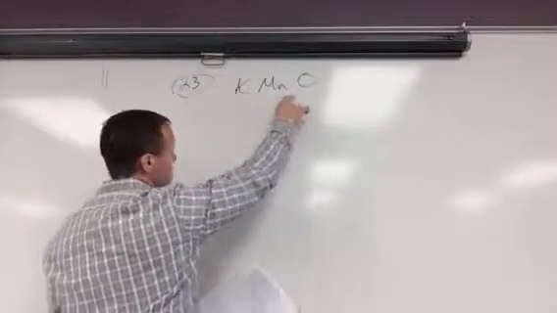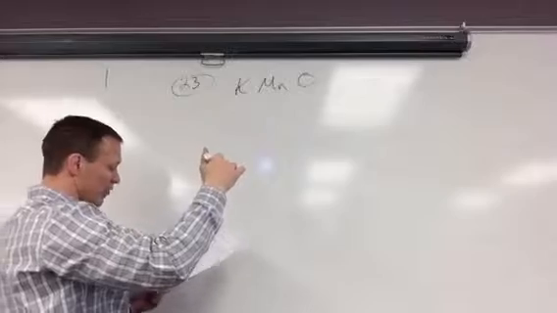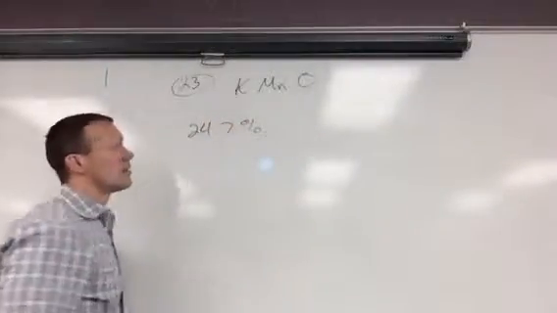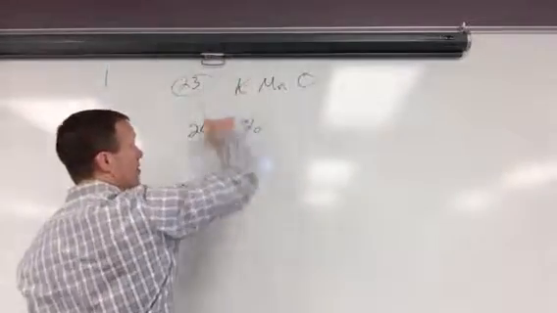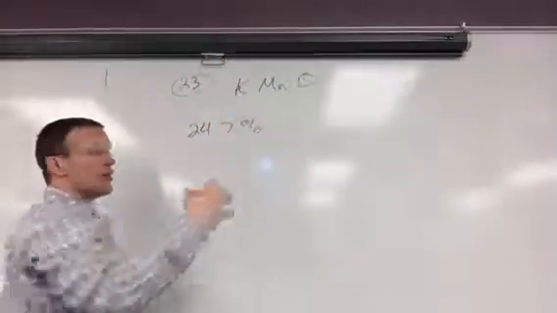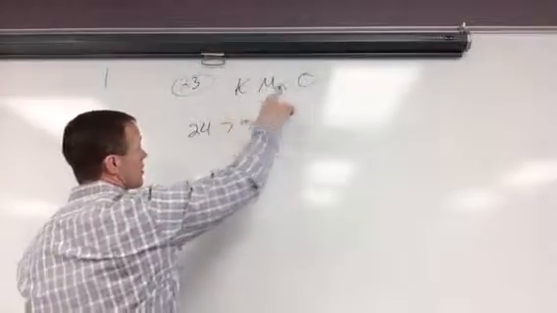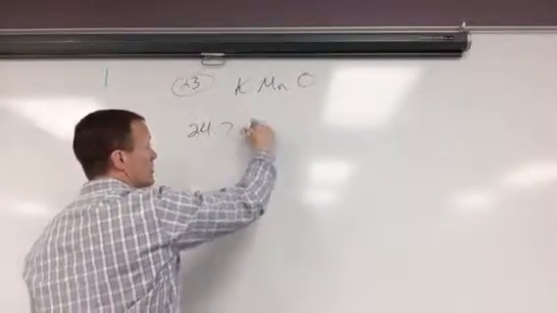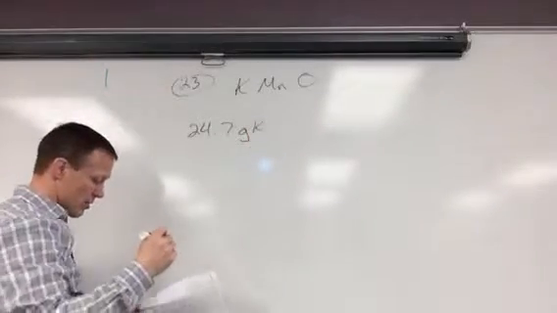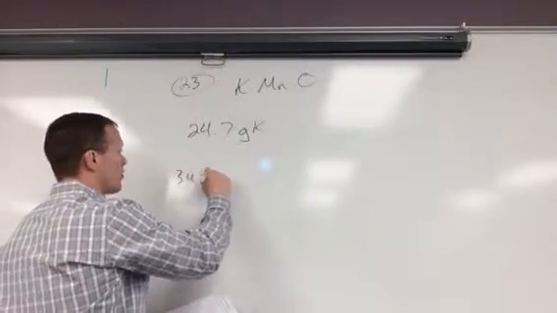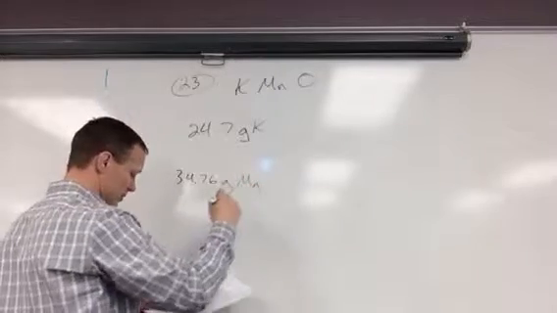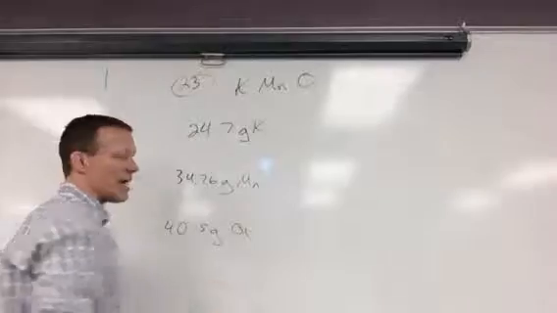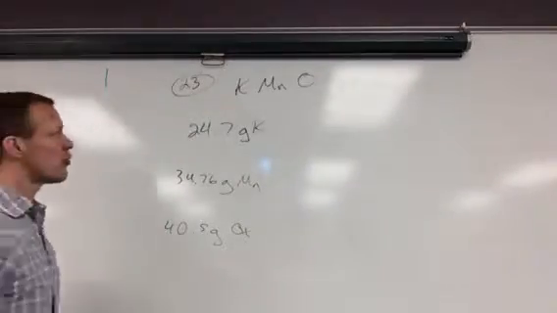So I need to get these into moles. So it tells us that it is 24.7% potassium. Well, I'm just going to pretend like we have 100 grams of this compound. I could choose any amount, but 100 is easy. So if I said we had 100 grams of that compound, that means 24.7 of those grams would be potassium, 34.76 of those grams would be manganese, and 40.5 of those grams would be oxygen. We're going to turn those into moles.